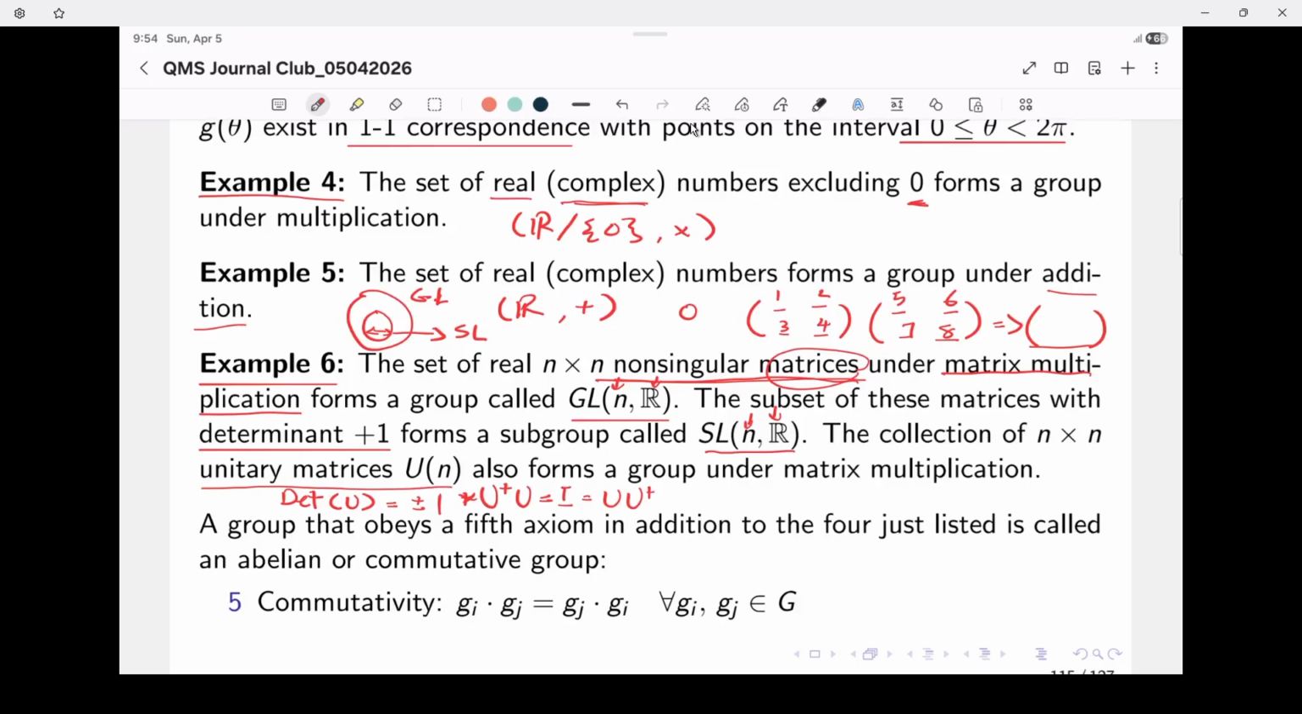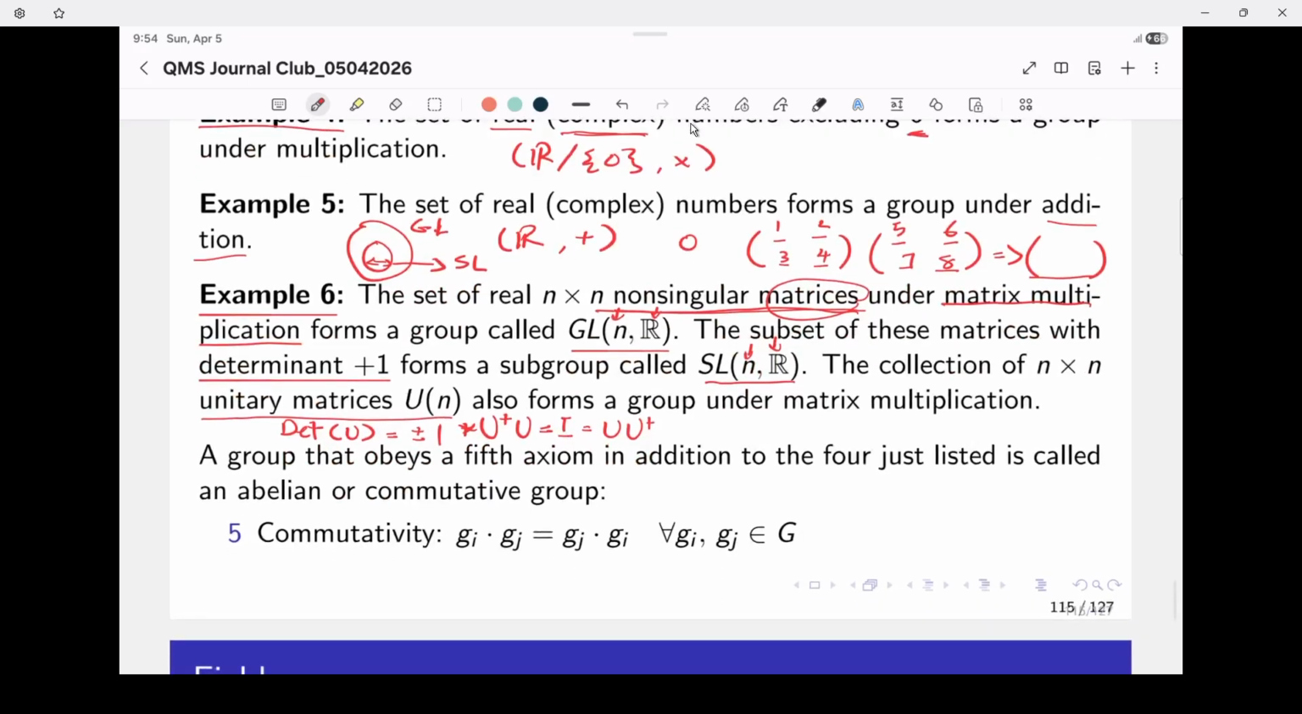I think so far that's what I want to say. If you want to fix your determinant of U to be plus one, then this becomes the special unitary group of dimension n. So when I say SU2, it means a special unitary group of two dimensions, 2 times 2 matrices.